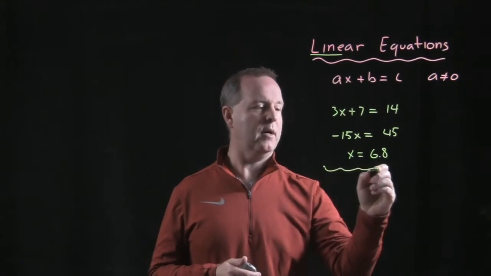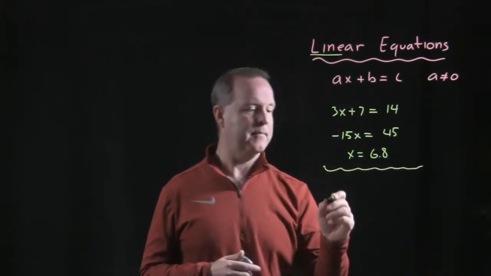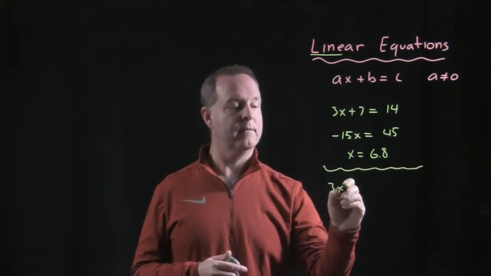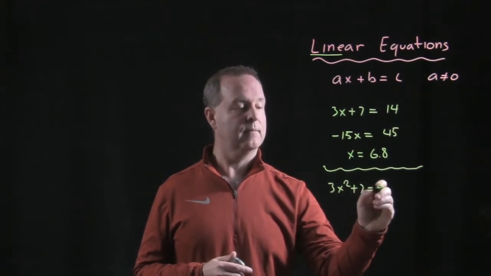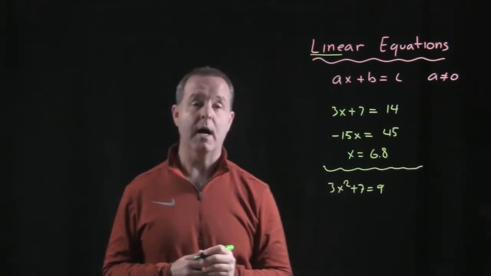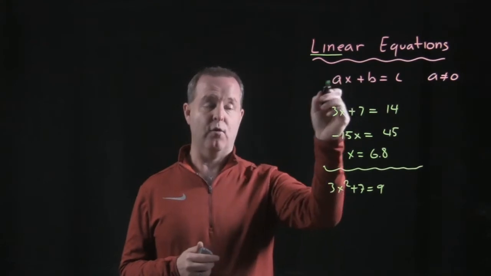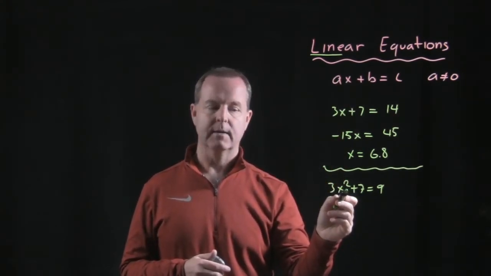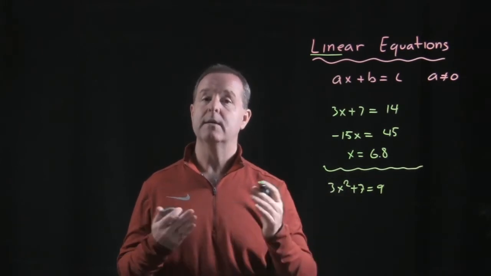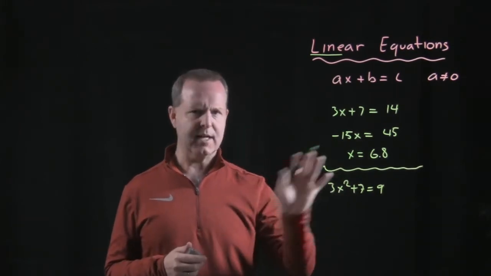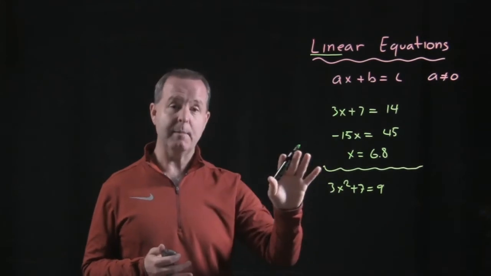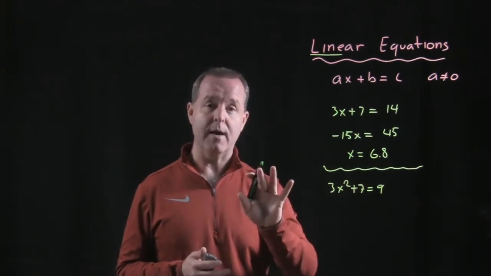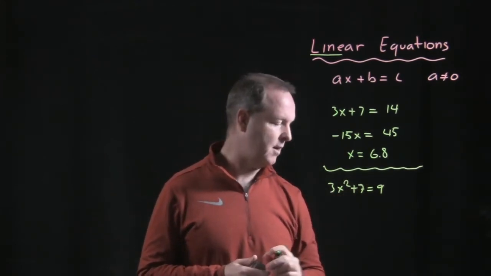As opposed to something that may not represent one, like 3x squared plus 7 equals 9. That's not of this form, because the x term is squared, and that produces something we call non-linear. We'll discover those down the road, as we're developing the tools so that we can solve those as well, but we're going to wait for those.